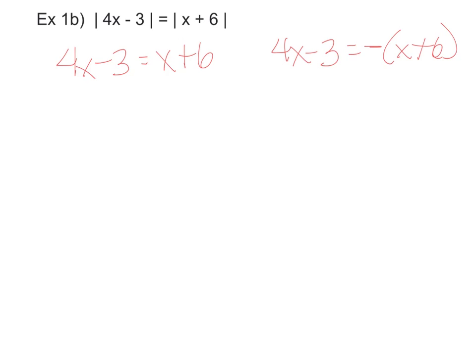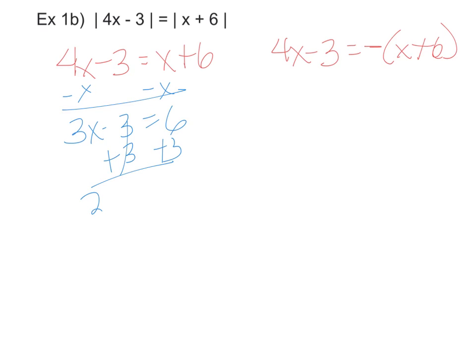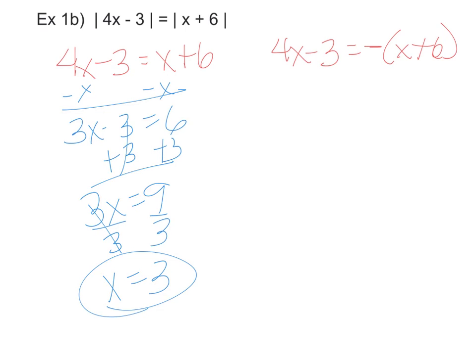Sweet, now solve. So the process is the same. Absolute value is equal to both the positive and the negative, and now it's just a matter of what positive and negative. Cool. So if I subtract x, I end up with a 3x minus 3 is equal to 6. Add 3 to both sides. So 3x is now equal to 9. When you divide both sides by 3, you get an x equals 3 as one of your answers.